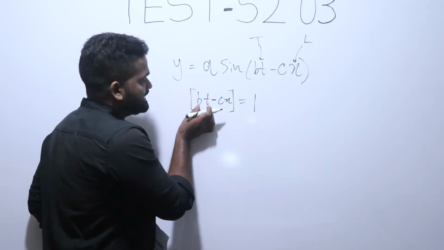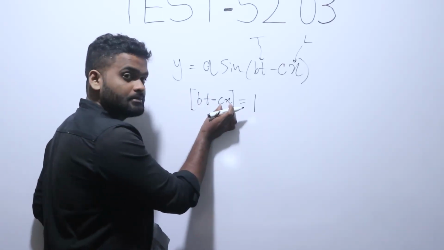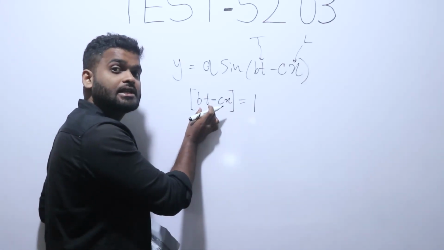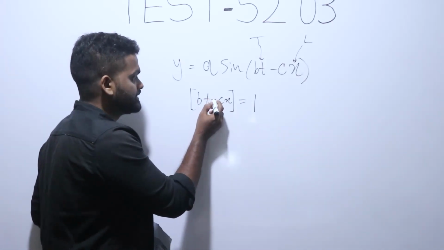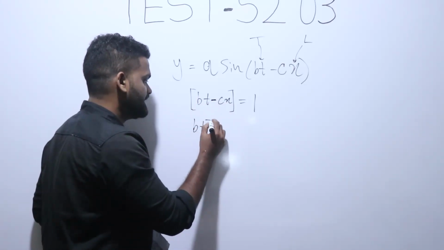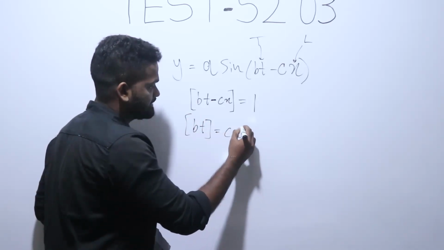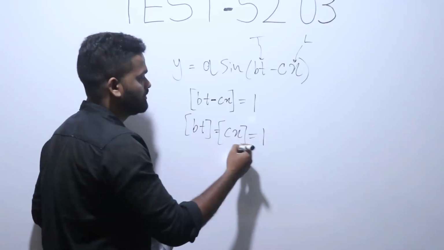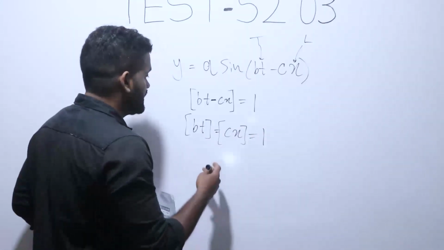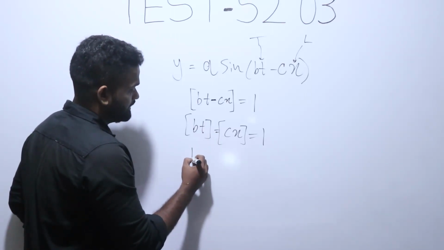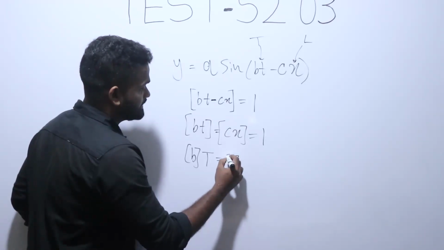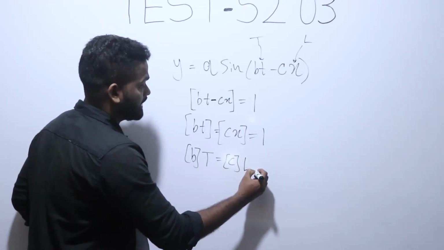Each term as well should be dimensionless, because they are separated by the minus sign. These are terms, so for bt and cx, the dimensions are equal to 1. Dimensions of t is capital T. Dimensions of x is capital L.